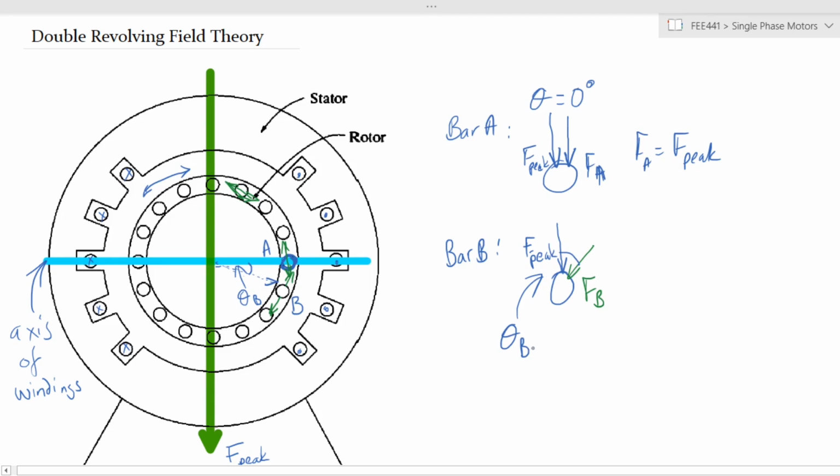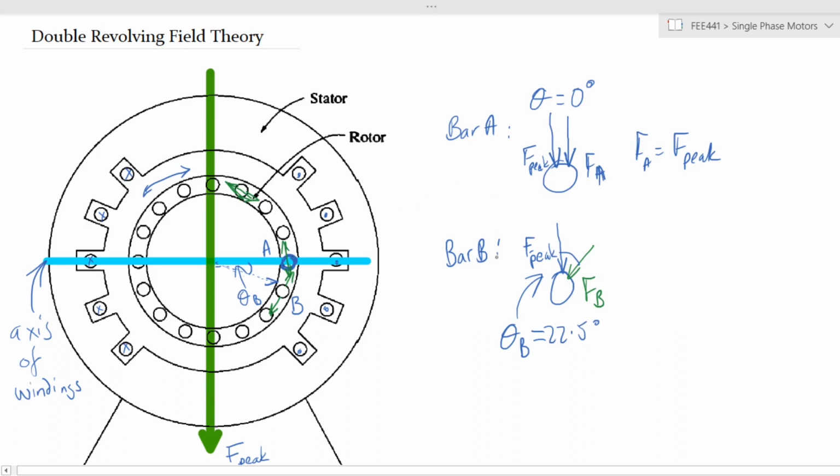Due to geometry, that angle will be the same theta B. In the case of this particular rotor, the rotor is divided into 4 times 4, 16 quadrants. So every 90 degrees is divided into 4 parts. In this case, 90 divided by 4 gives the angle theta B equal to 22.5 degrees.